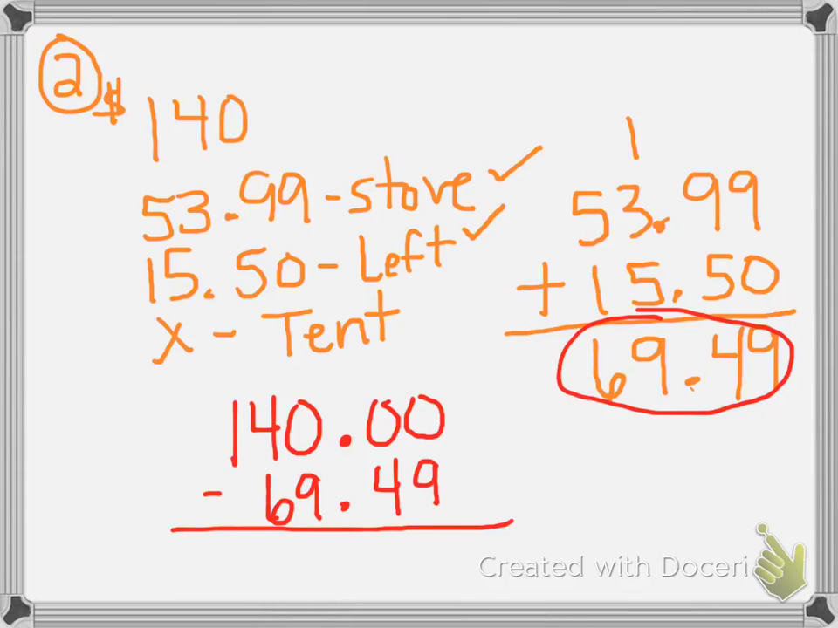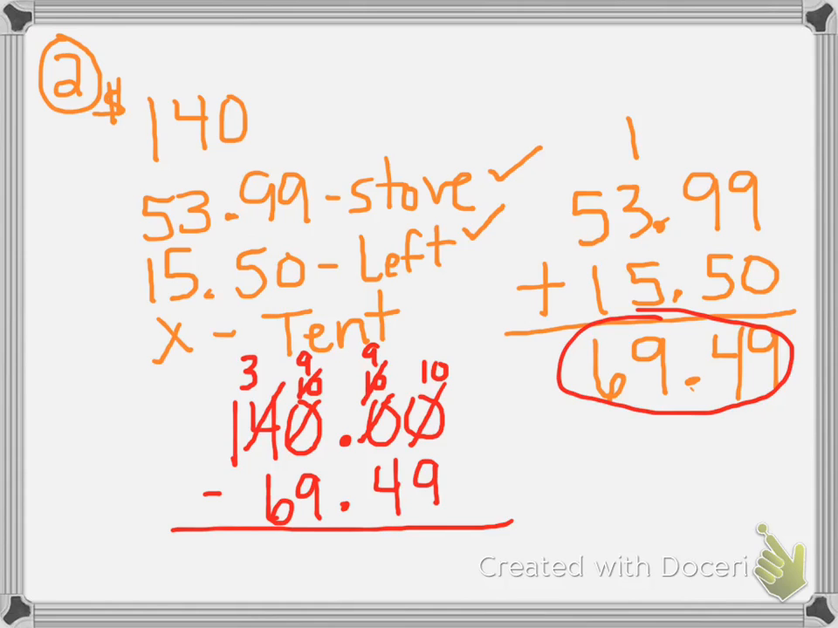I can't take 9 from 0, but I can only borrow from the 4. 4 becomes a 3. This 0 becomes a 10 first. Then it shares 1, it becomes a 9, to make this 0 a 10. Then this 10 shares 1 to become a 9, making this 0 a 10. Now we're ready to subtract.